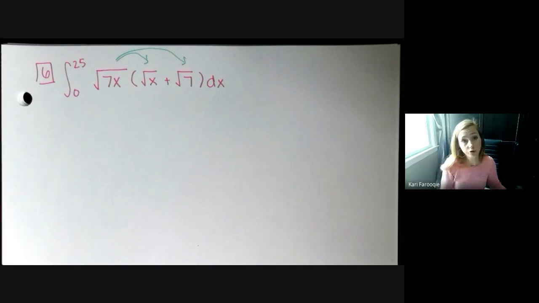I mean, how else would you do this problem? It's definitely not a u substitution problem. I don't even know how you would turn this into a u substitution. I've done a lot of crazy substitutions in my life.